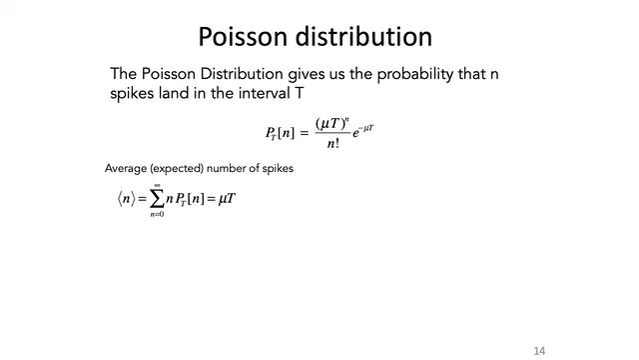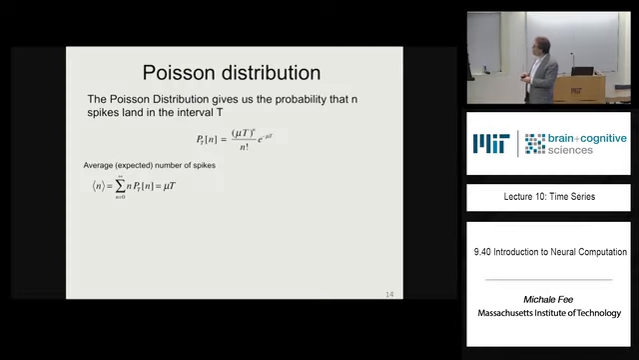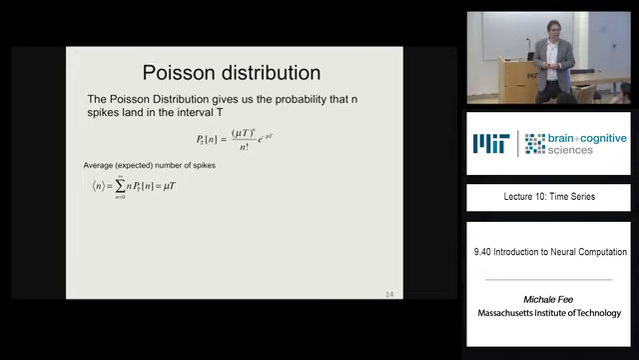So we can calculate the expected number of spikes. And just to convince you, if we calculate the average number of spikes using that distribution, we just sum over all possible number of spikes n times the probability of having n spikes. And when you do that, what you find is that the average number is mu times t. Okay?